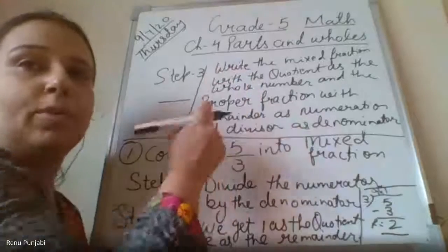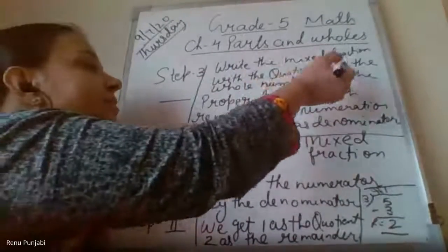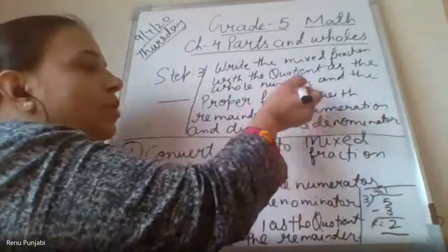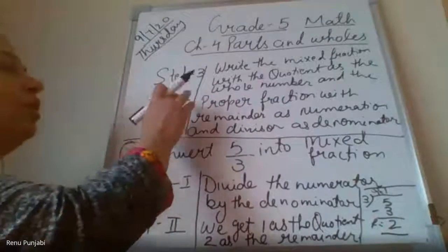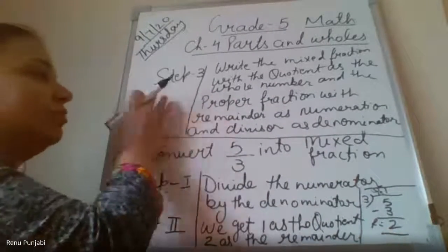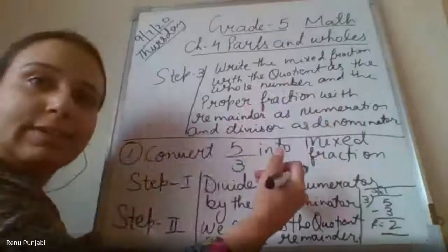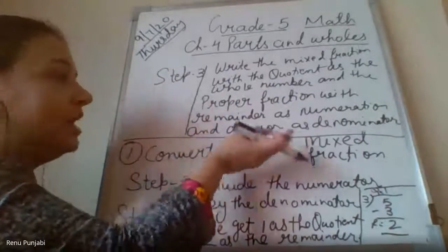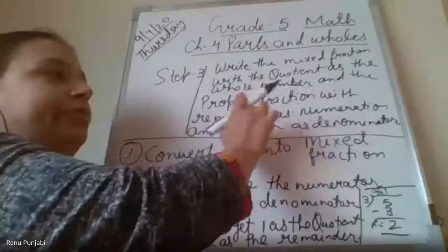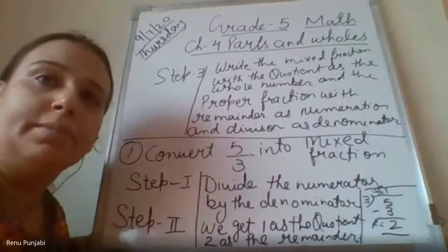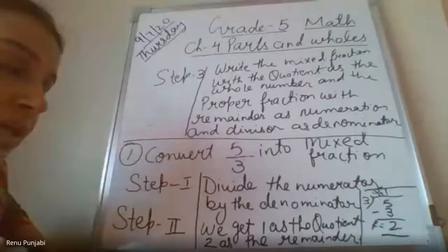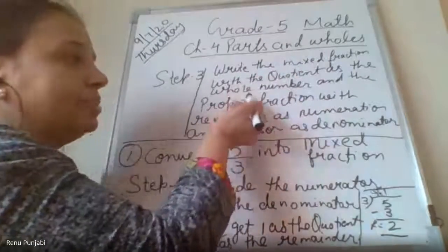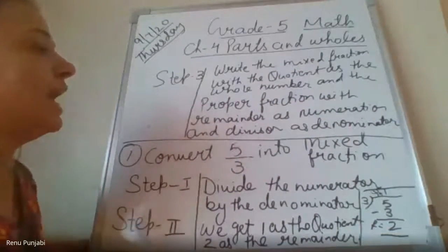Now let's see. I'm going to explain you the third point. Write the mixed fraction with the quotient as the whole number. As you all know, when we write any fraction, you have to do it lengthwise only. I don't have a space, so I am writing how to solve step number 3. Step number 3 says write the mixed fraction with the quotient as the whole number.